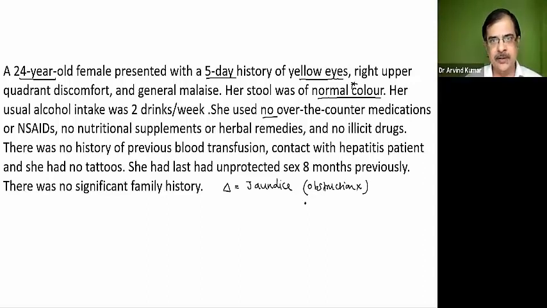The other question is whether this jaundice etiology is drug induced, viral hepatitis, or autoimmune hepatitis. There is no history of any drug intake, no history of previous blood transfusions, and no significant family history in our patient. So first we make a diagnosis of acute hepatitis, or acute jaundice, in our patient. So the provisional diagnosis is acute hepatitis.